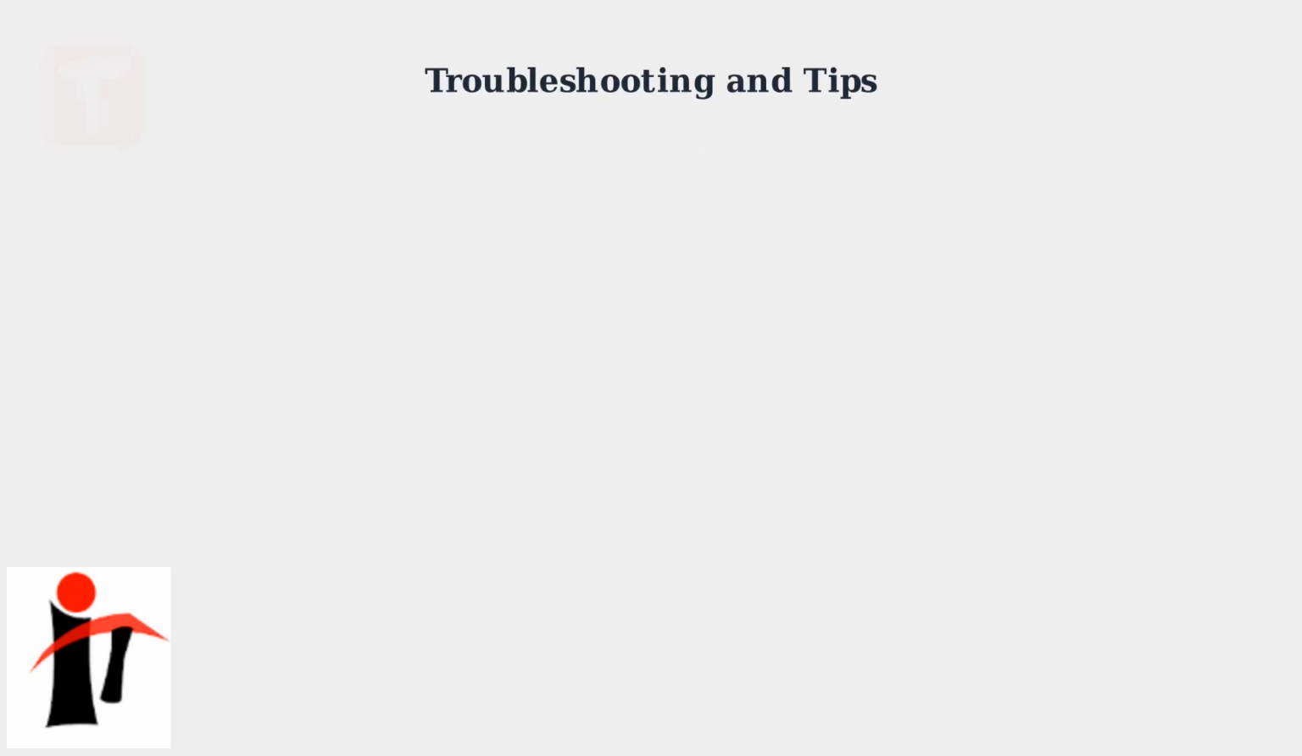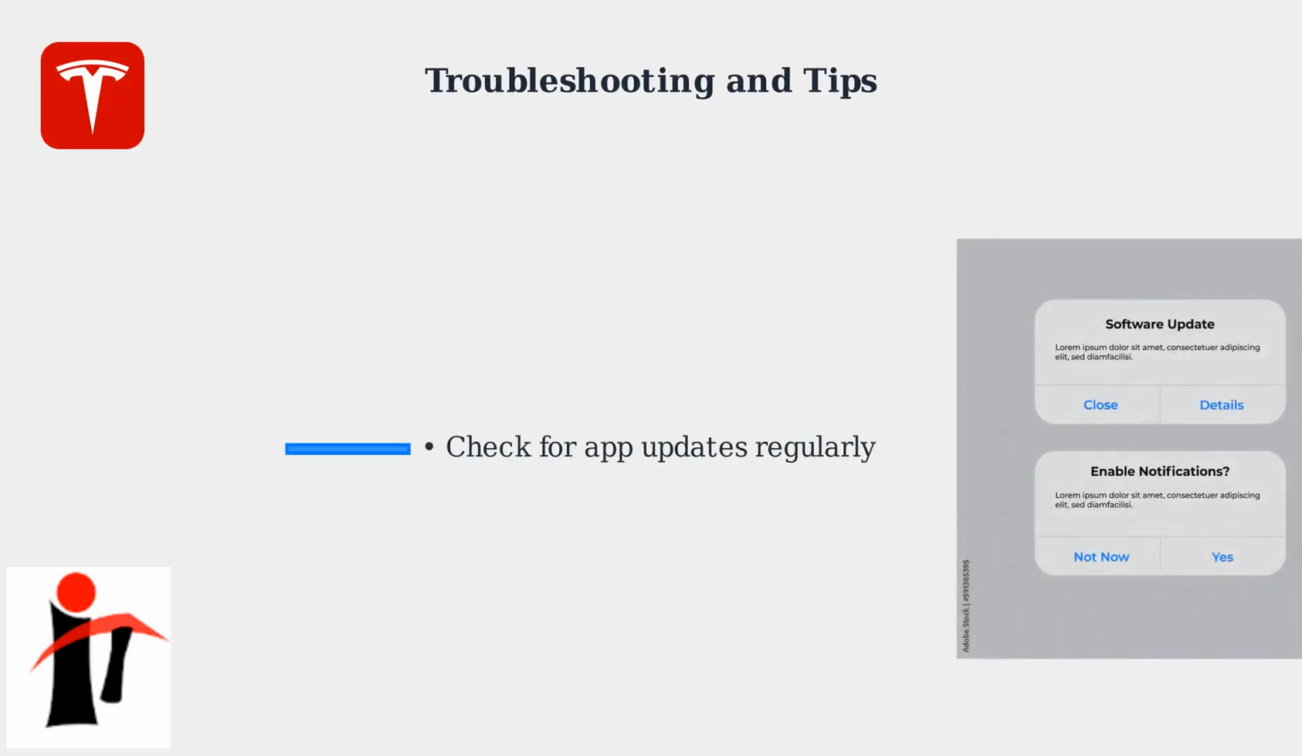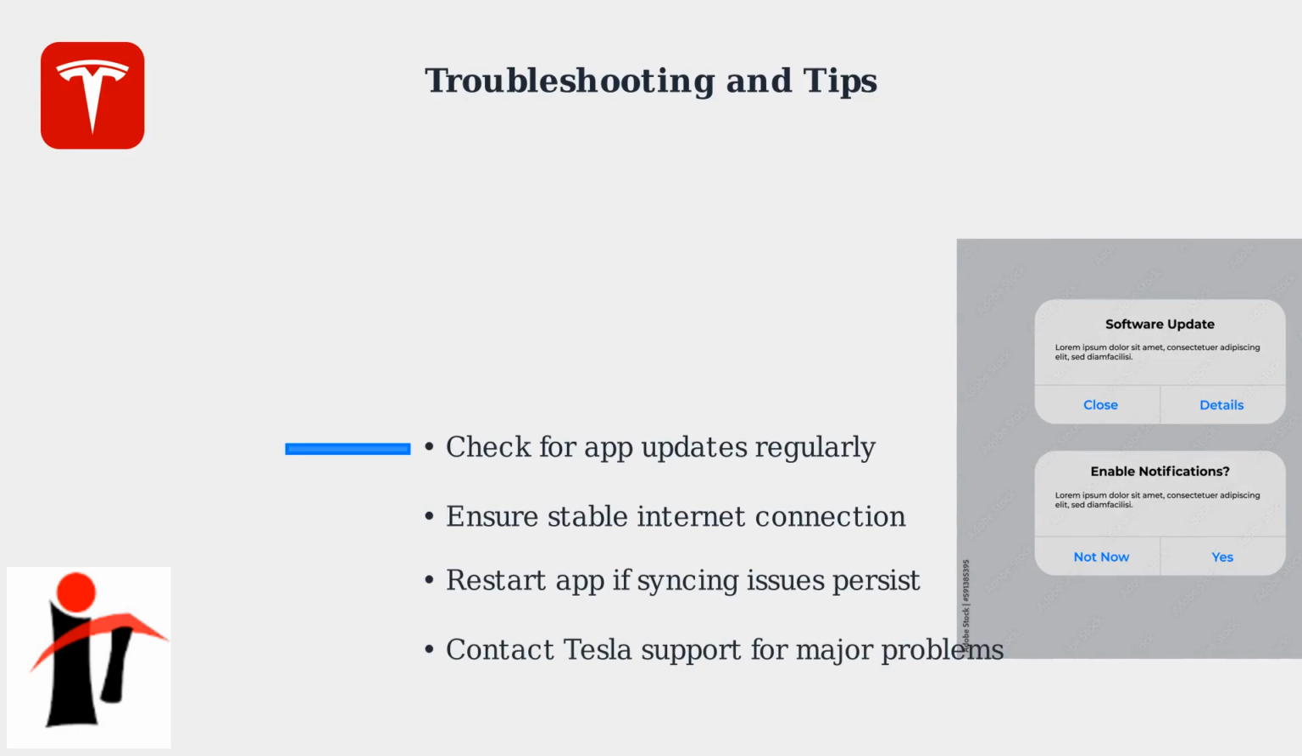If you encounter issues with widget syncing, ensure your app is up to date and your internet connection is stable. Minor bugs in widget syncing have been reported, but Tesla typically releases patches to address these issues quickly. Regularly check for app updates to ensure optimal performance and access to the latest features.